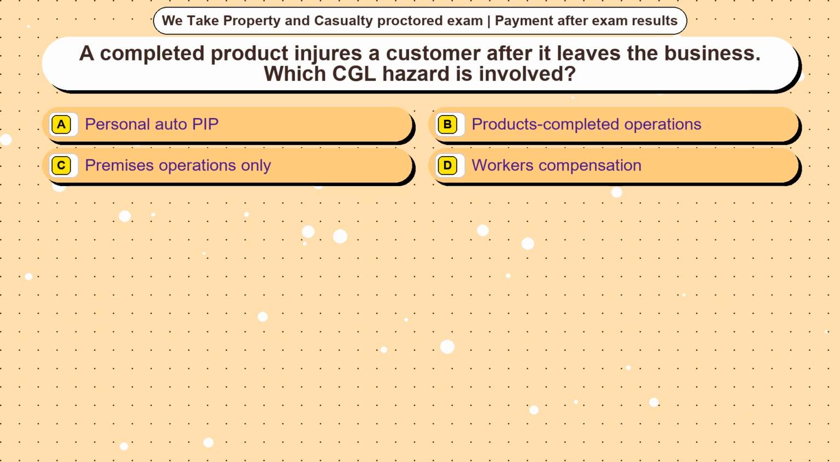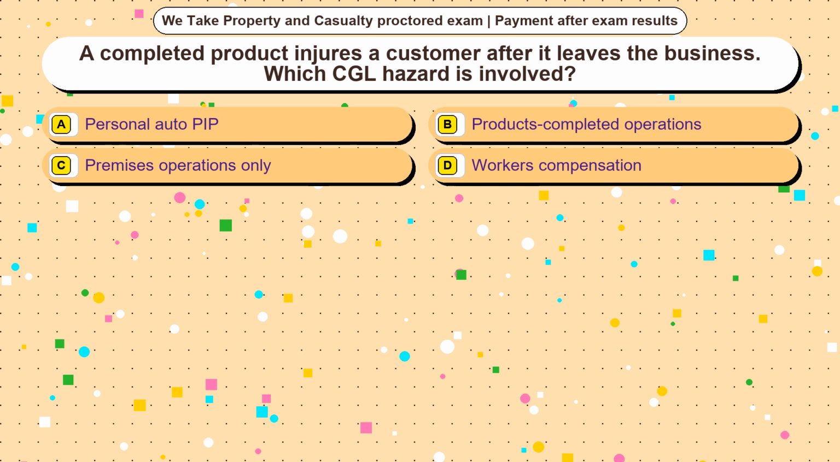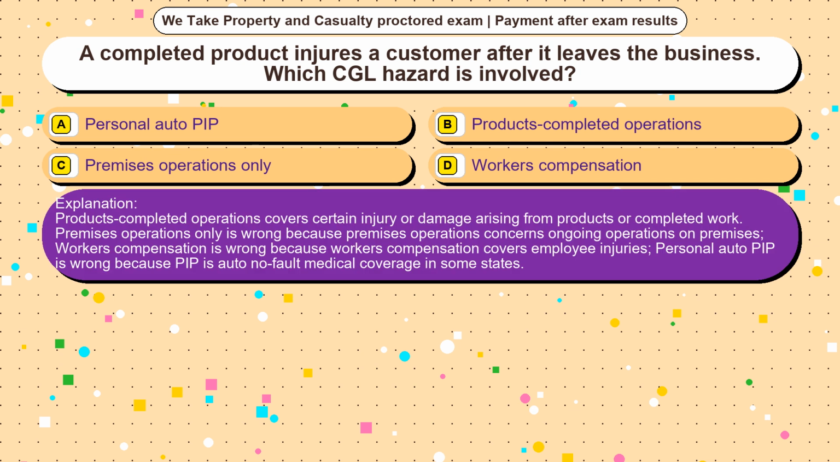Question 21. A completed product injures a customer after it leaves the business. Which CGL hazard is involved? Option A, personal auto PIP. Option B, products completed operations. Option C, premises operations only. Option D, workers' compensation. The correct answer is option B. Products completed operations covers certain injury or damage arising from products or completed work.